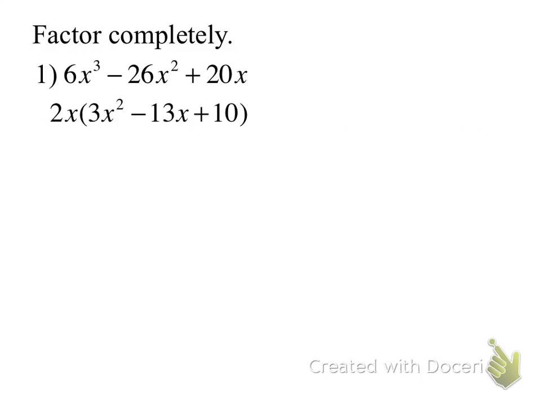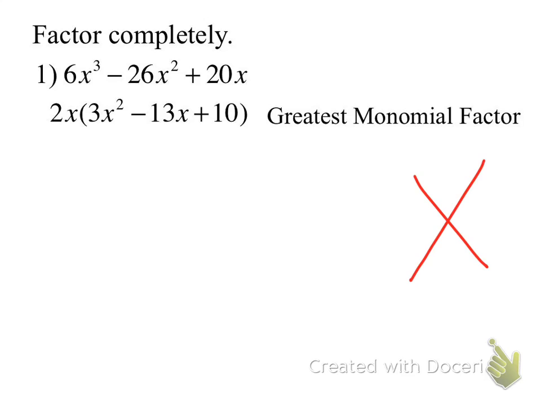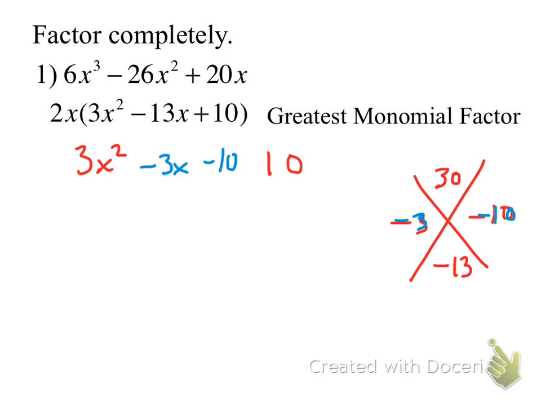And now I start with my x marks the spot. What am I putting on the top? Peyton? 30. And on the bottom? -13. Okay. And so I have -10 and -3. So I use my first term, 3x squared. I use my last term, 10. Now I'm going to split my middle term up into minus 3x minus 10x.